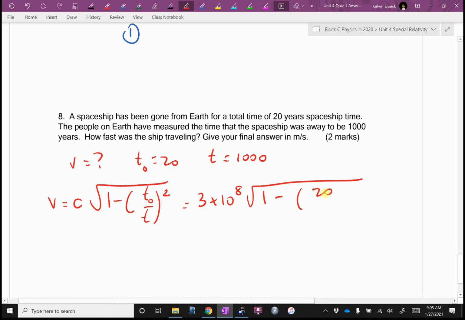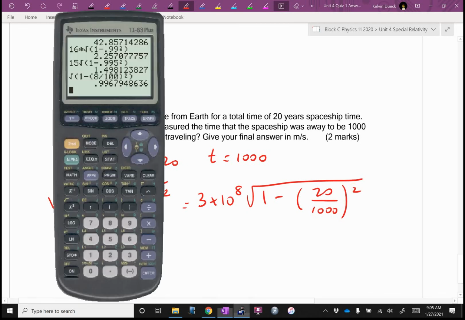It's going to be 820 divided by 1,000 squared. So if I wanted to type this in one step, I would go 3, scientific notation button 8, times square root, open up a bracket, 1 minus, open up a bracket, 20 divided by 1,000, close off the mini bracket, square that, close off the square root. And I get this one here.